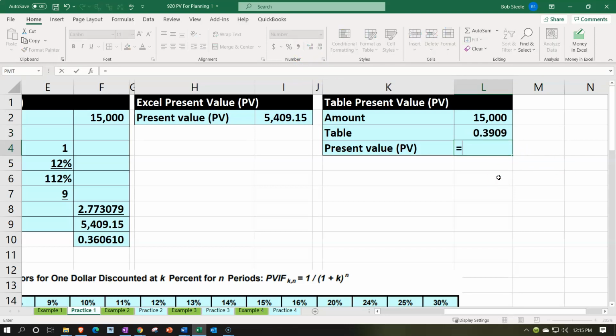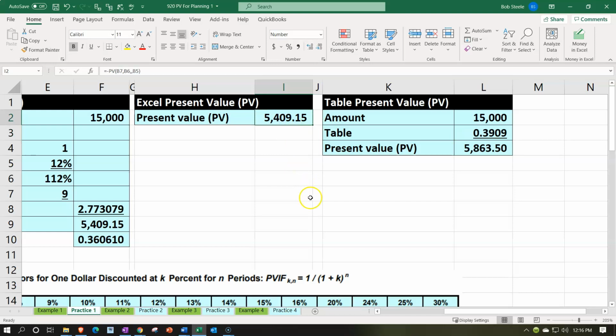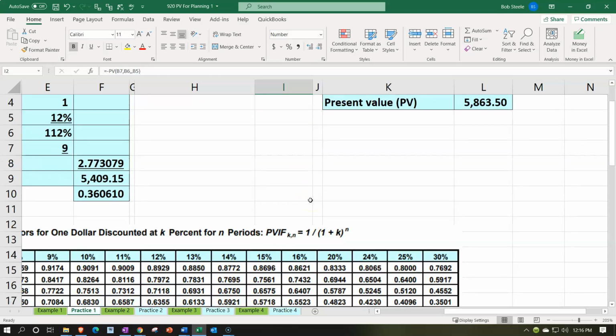Let's go ahead and calculate. This is going to be equal to the 15,000 times that. That gives us this number. Let's go ahead and add decimals there. Home tab, numbers, add a couple decimals. Let's put an underline here. Home tab, font group, and underline. It's close, not quite the same. It's not even close. What happened?